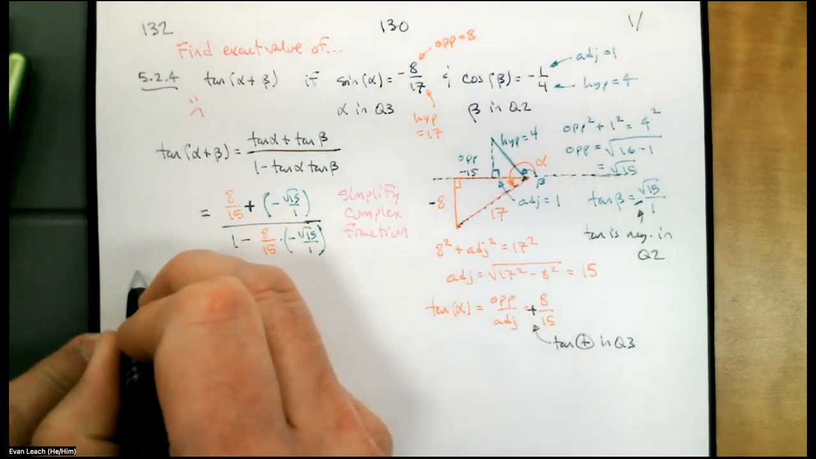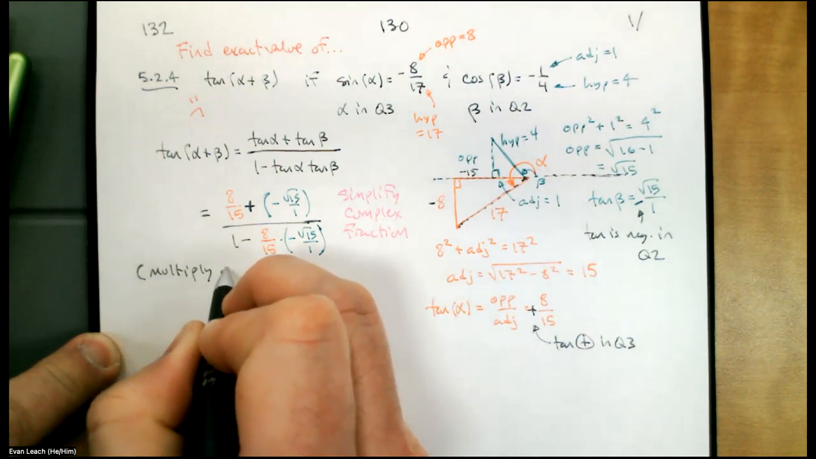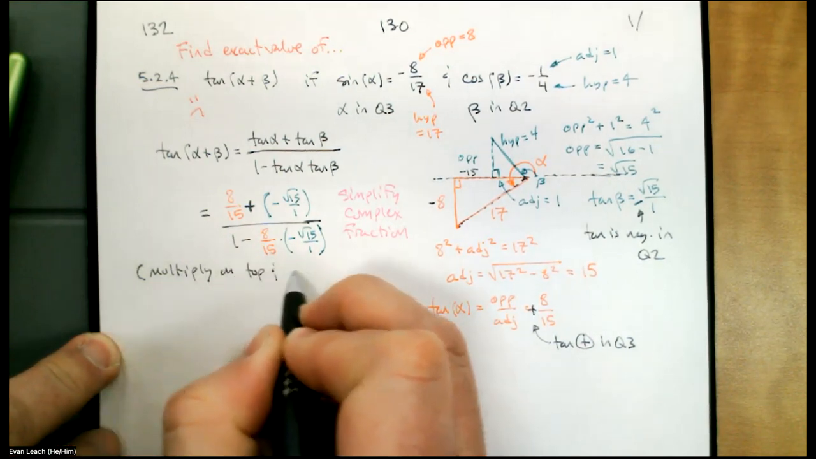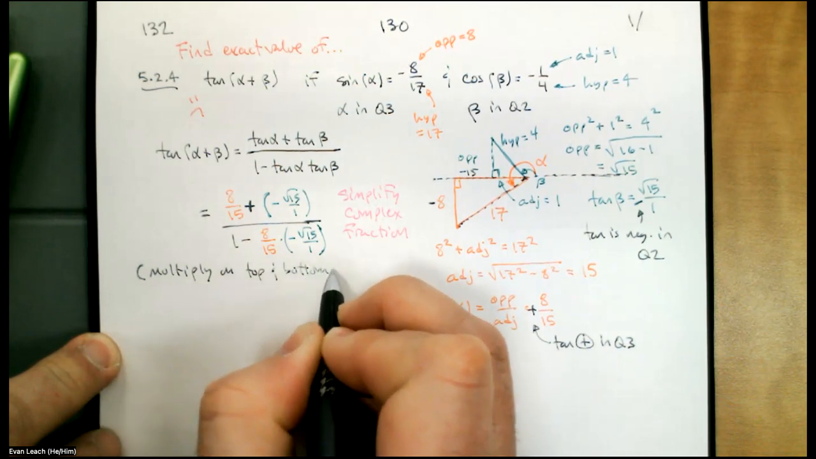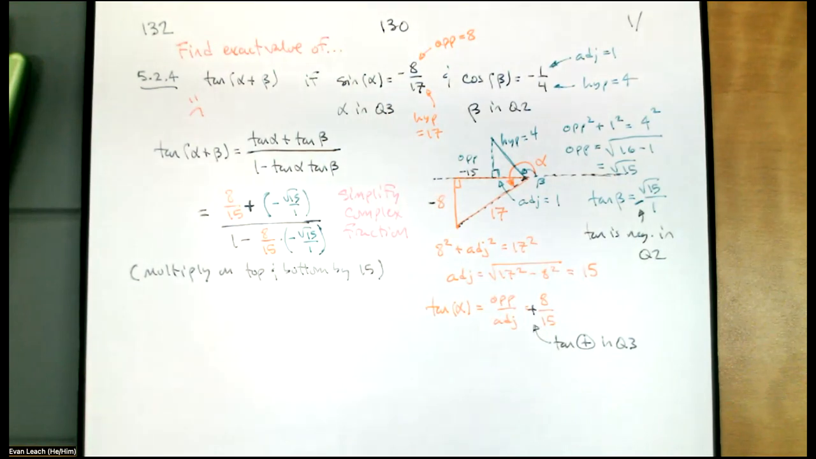So we're going to multiply on the top and the bottom by 15 because the thing that makes this a complex fraction is the denominator in the numerator and the denominator in the denominator, all these extra denominators running around. But if we multiply by the common denominator of all the denominators that are messing things up, that clears them out. But we only get to multiply by 1.